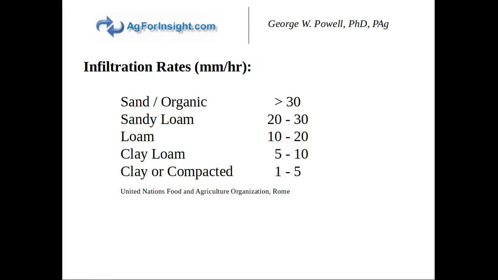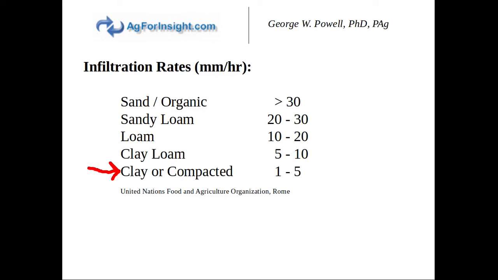This table, which I pulled from the United Nations Food and Agriculture Organization, just shows the different levels of water infiltration into various types of soils. It's the rate in millimeters per hour. You can see with either a clay or a compacted soil, you have a very low rate of infiltration. So if your precipitation is exceeding 5 millimeters per hour, then anything in excess of that with a clay or a compacted soil is going to be lost through runoff.